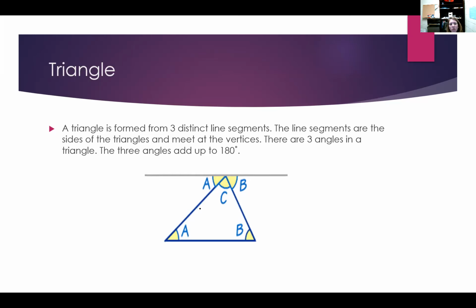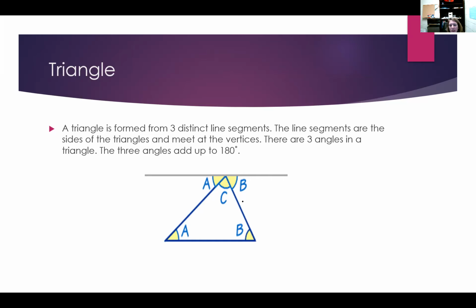All right, a triangle is formed from three distinct line segments. The line segments are the sides of a triangle and they meet at the vertices. There are three angles in a triangle, and all three of these angles add up to give you 180 degrees. And this kind of shows you why.